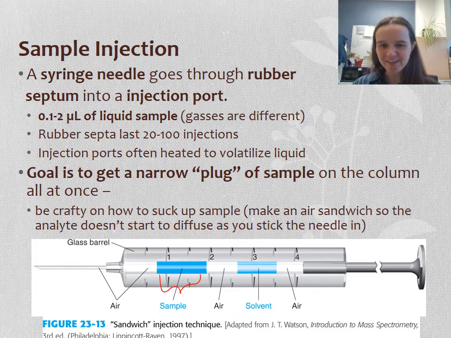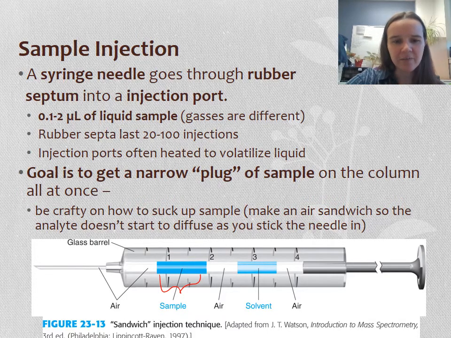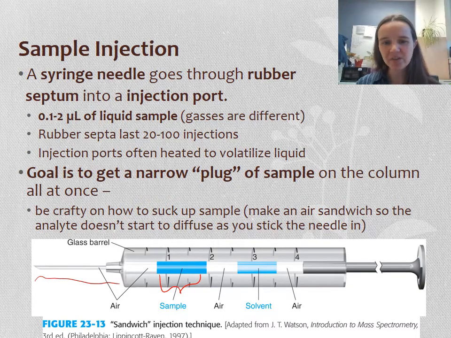And so you get a little crafty on how you suck up the sample. You make an air sandwich, because you don't want any analyte down here. The analyte should not be in the needle itself. The analyte should be up in the barrel, so that when you push your thumb down and you inject, that's going on quickly and all at once.